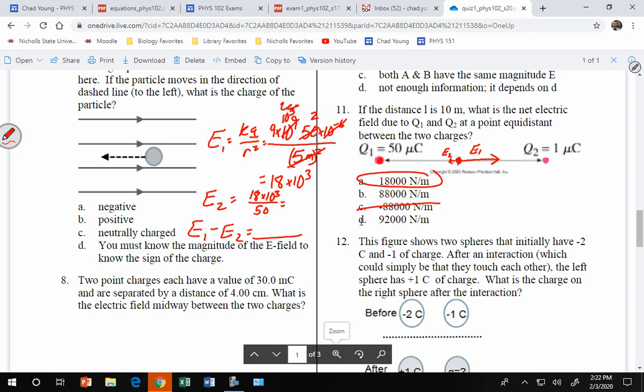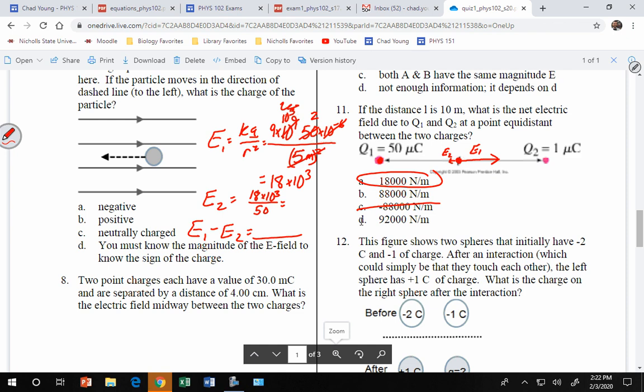4.5 times 10 to the negative third. Okay. 4.5 times what? 10 to the negative third. Oh, no. No. Like 450. I don't know. It's small. Small compared to 18,000. Okay?